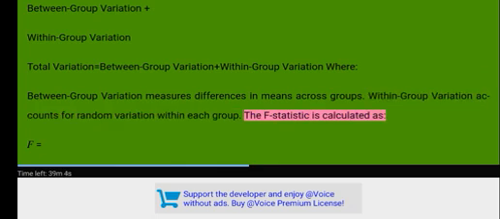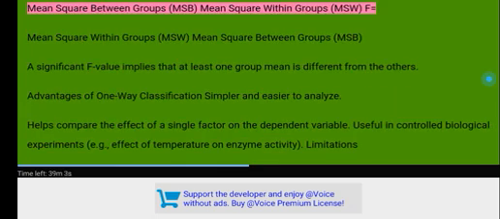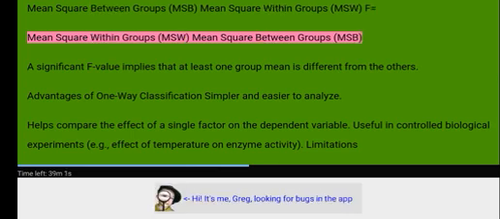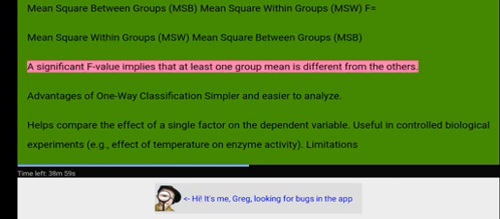The F statistic is calculated as F equals mean square between groups (MSB) divided by mean square within groups (MSW). A significant F value implies that at least one group mean is different from the others.